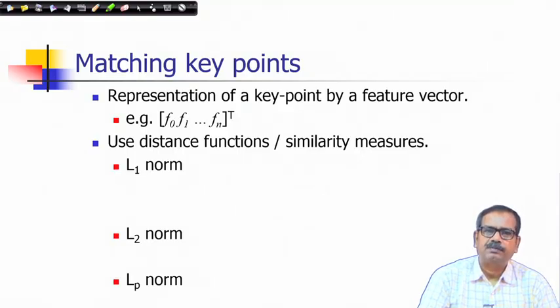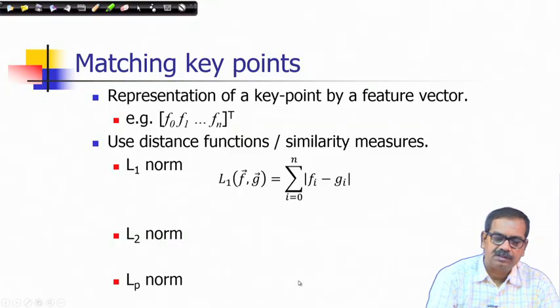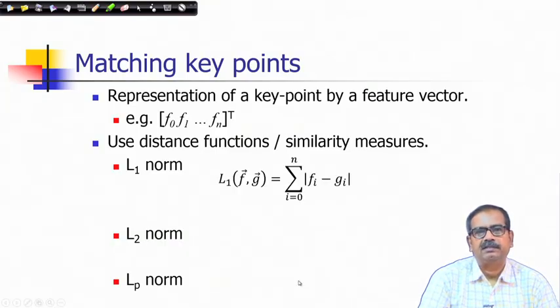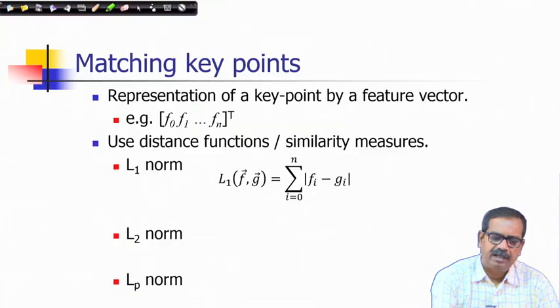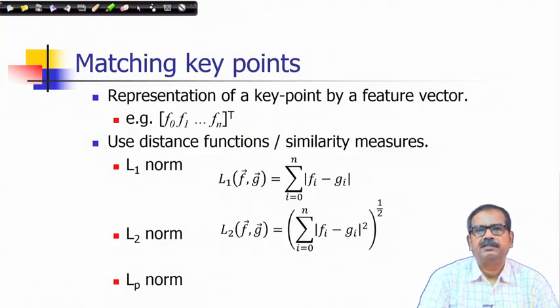So, some of the examples of this distance function are given here. You can use the L1 norm, which is defined in this fashion: with our representation of the feature vector, if you sum the absolute differences of the elements or components of those vectors, that gives you this norm. Similarly, the L2 norm is the Euclidean distance between two feature vectors in that particular n dimensional space, which has been given in this expression.